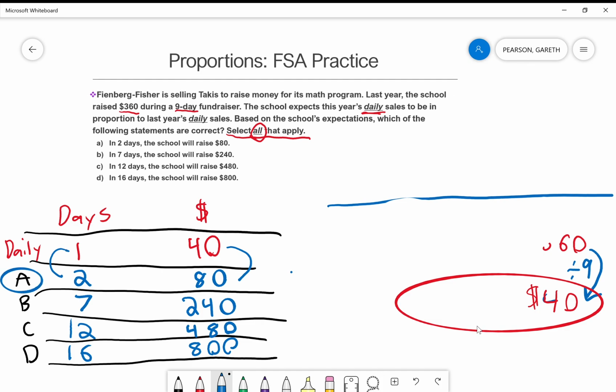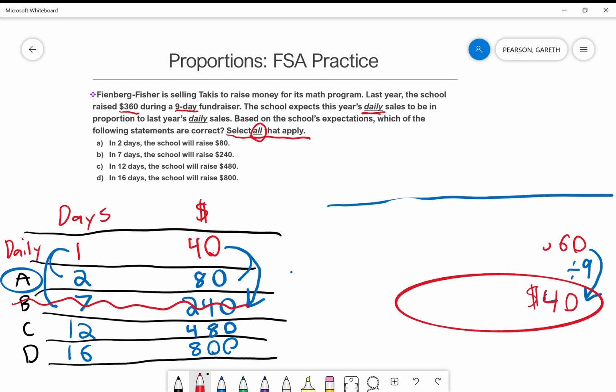Let's check the next one. To get from 1 to 7, what do we multiply by? We multiplied by 7. Well, 4 times 7 is 28, so 40 times 7 would be 280. Is this 280? No, it's not. It's 240, so B is wrong. Remember, the change from the 1 to any other one of the days, the change from the 40 to any one of the other days, must be proportional. It must be the same.